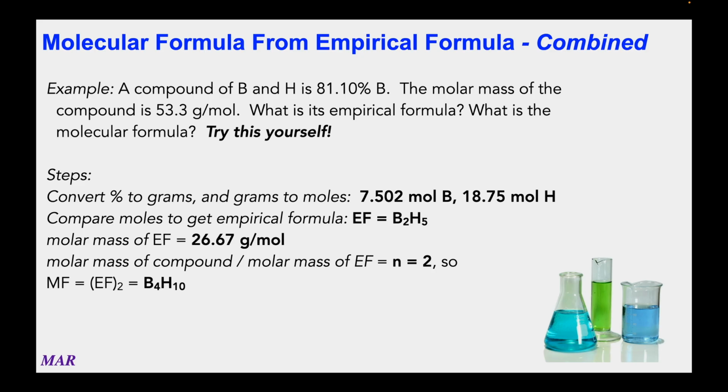You can compare the molar mass of the empirical formula to the molar mass of the whole compound, 53.3. The ratio comes out to be 2, so twice the empirical formula, B2H5 twice, B4H10. Make sure you can do this, okay? We'll do some of this throughout the whole year from Chem 221 all the way to Chem 223. So as long as you can do this problem, you should be in good shape and be ready to rock and roll.